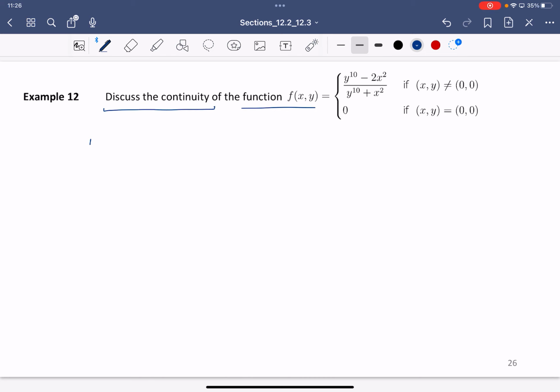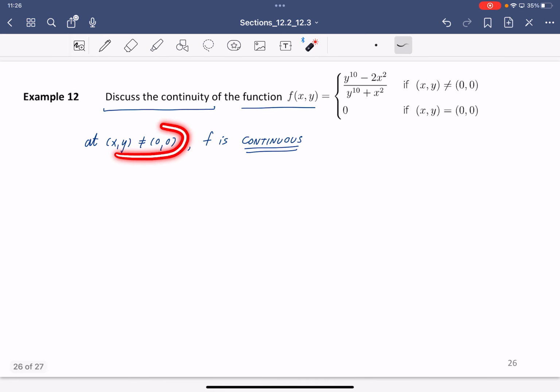So you can see that at any point x, y that is not equal to 0, 0, you're going to use the function on the top, right? So the function is always continuous, because it is a polynomial, right? Because at x, y not equal to 0, 0, it is a polynomial here, polynomial here, polynomial here, polynomial here. You add them up, you subtract them, and then you divide each other. So this is called a rational function. So it means at the point x, y not equal to 0, 0, the function is continuous.